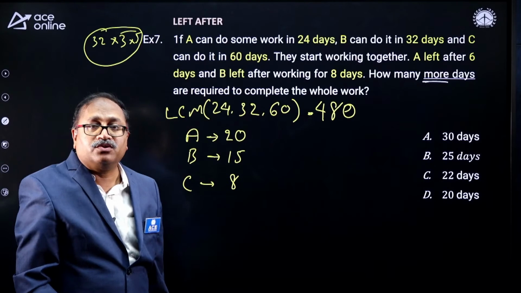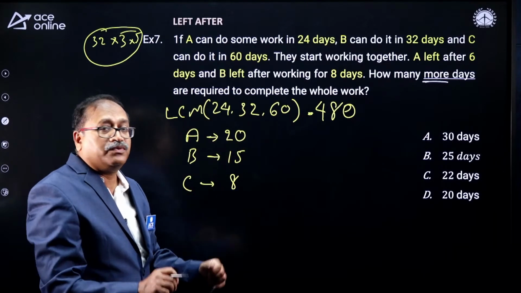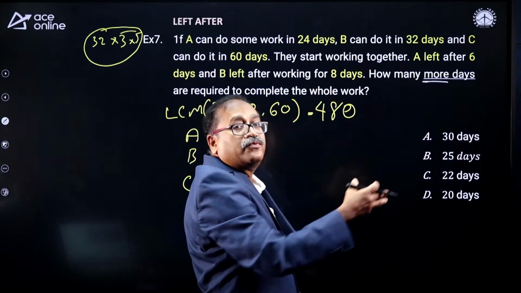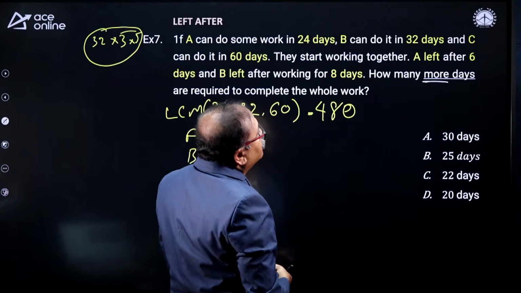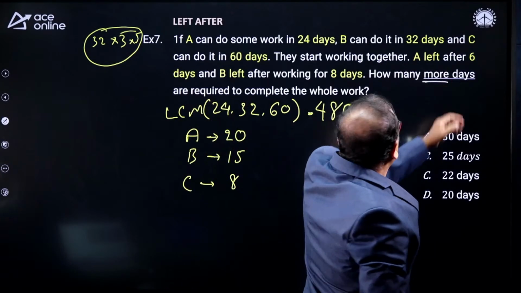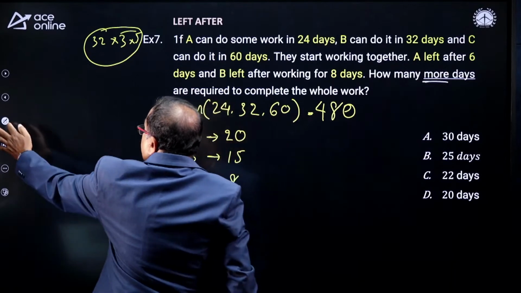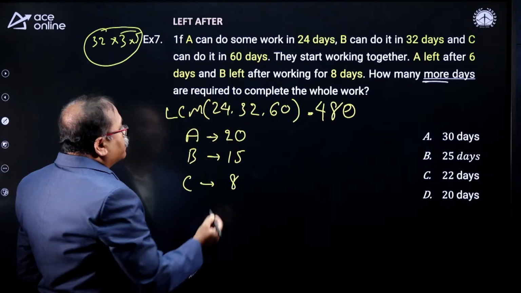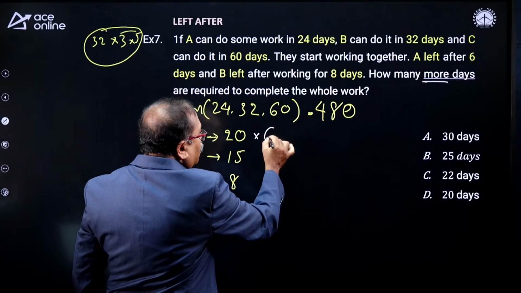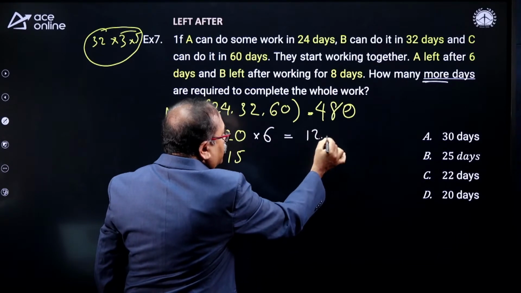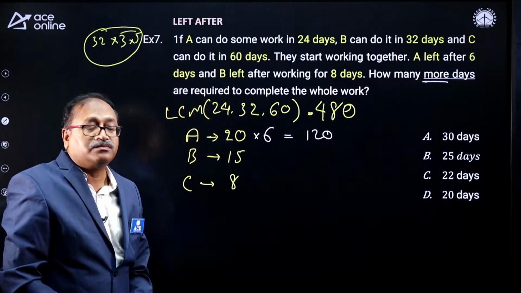Coming to the condition of the question, this is a very basic format which we need to follow. After that, we will follow whatever condition is laid down in the question. It says that A left after working for 6 days. In 6 days, how many units will he complete? 120 units he will complete.